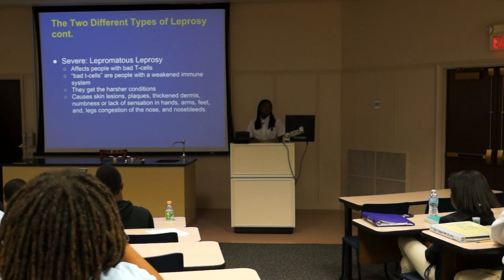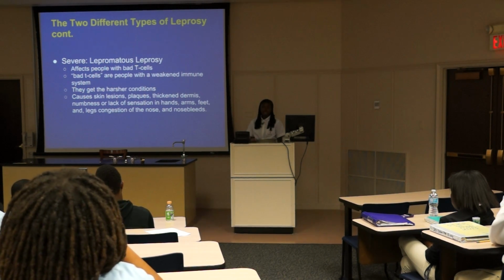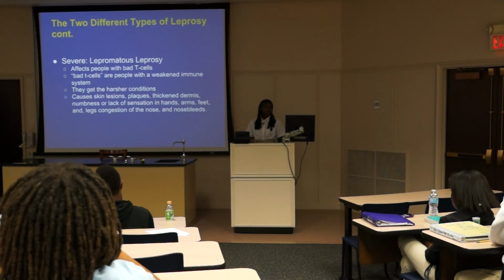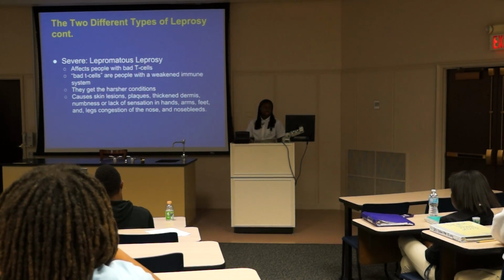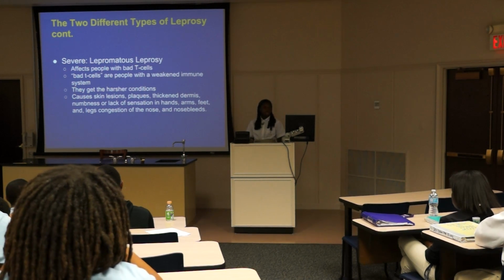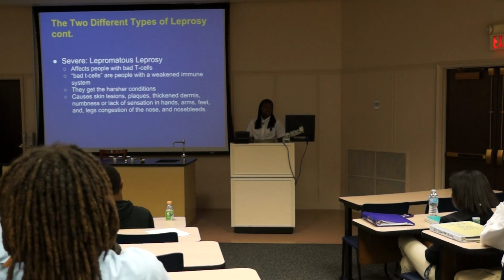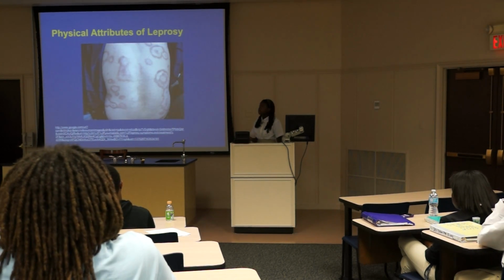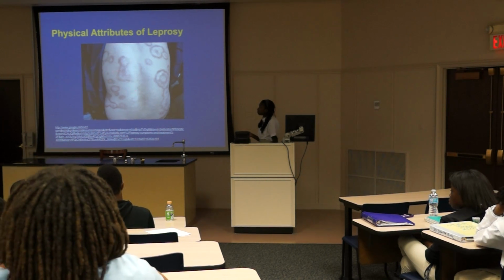The severe case of leprosy is lepromatous leprosy, and that affects people with bad T cells or a bad immune system. And they get the harsher conditions, which include skin lesions, plaques, thickened dermis, numbness or lack of sensation in hands, arms, feet, and legs, congestion of the nose and nosebleeds. And this is a picture of someone with the skin lesions from leprosy.